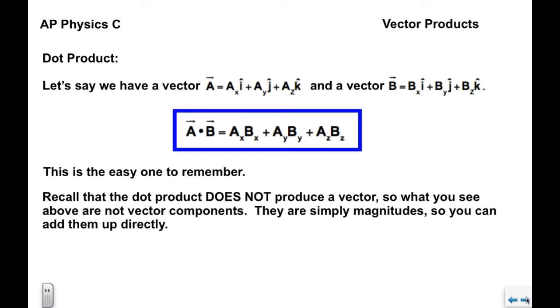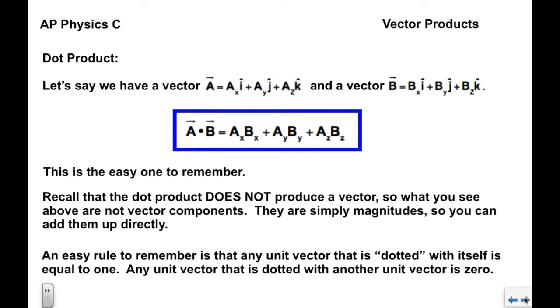What I find people making the most mistakes here is they try to call these terms an x component and a y component and a z component. Technically, they're not vector components. They're just magnitudes, so you can just add them up and get a simple magnitude. Something that you probably want to commit to memory is that any unit vector that is dotted with itself is equal to 1. Any unit vector that's dotted with a different unit vector, the result is 0.